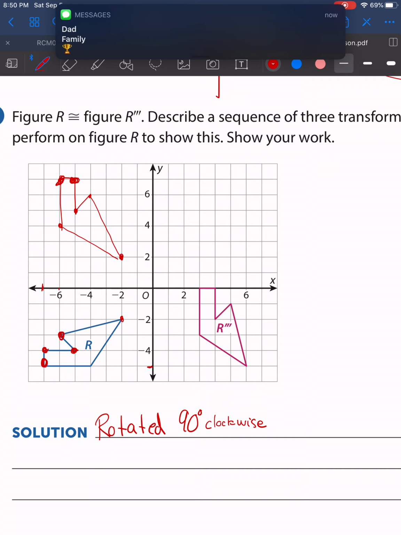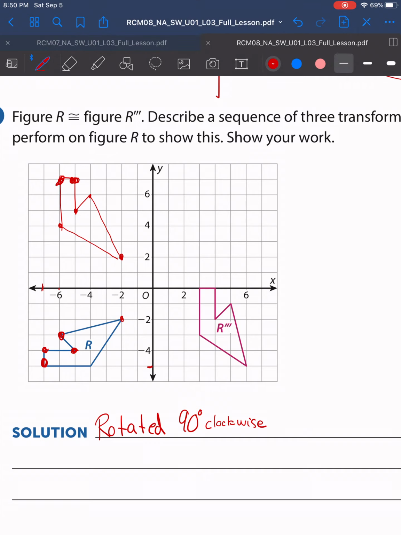Then what? Then we had a translation of 8 units to the right, maybe? Let's see. 1, 2, 3, 4, 5, 6, 7, 8. And then 1, 2, 3, 4, 5, 6, 7. So 8 over, 7 down. Okay. What I basically did is I took the point right here and I wanted to see how many I could go over and then down to make it line up with this point.